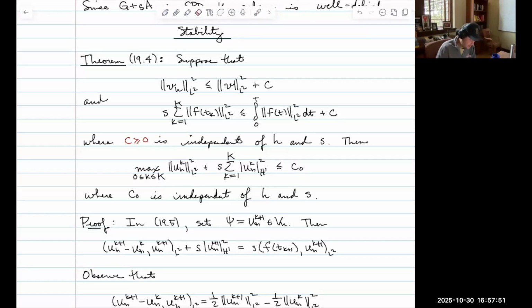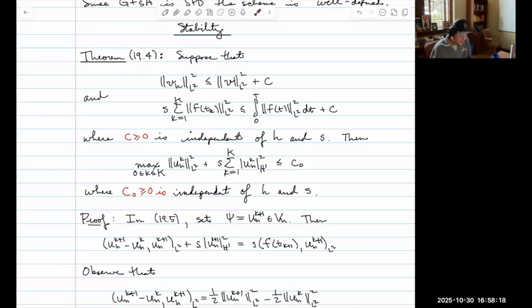In fact, I should write that C0 is greater than or equal to 0. That's fine. This guy is independent of S and H. Now, it's maybe difficult to see that without going through the proof, so let's go through the proof.